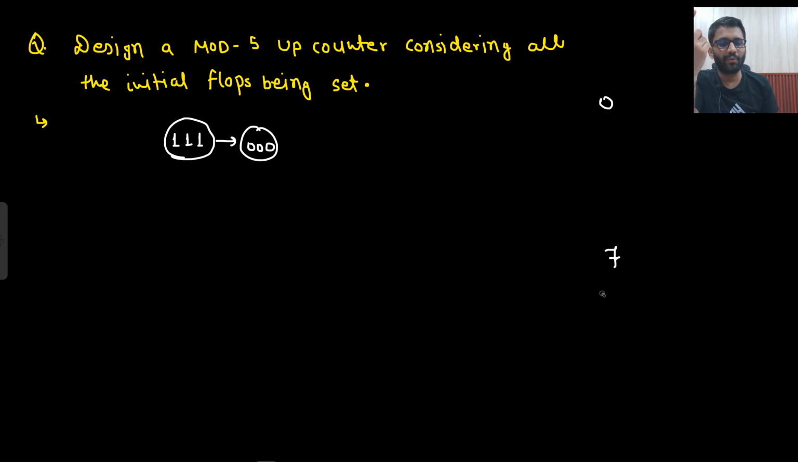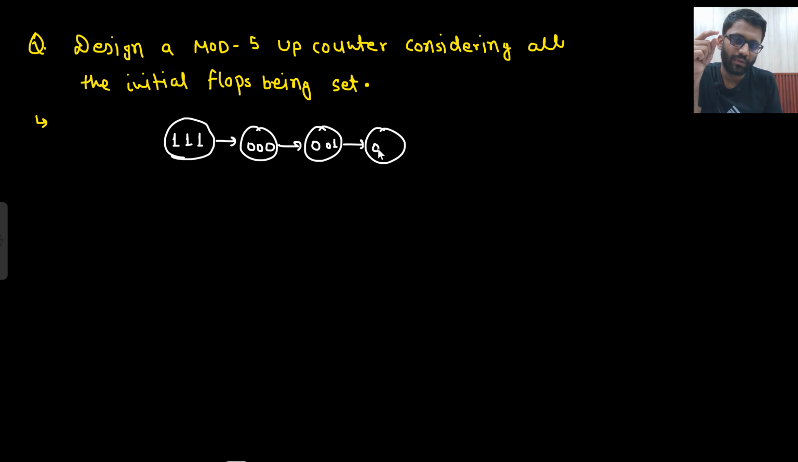So always at the boundary you check both of the conditions, that wherever I can go. 7 to 6 going down, 7 to 0 going up. So yeah, 7 to 0 I will go. Then from 0 to 1, 1 to 2, and mode 5 I need to design. So 3.